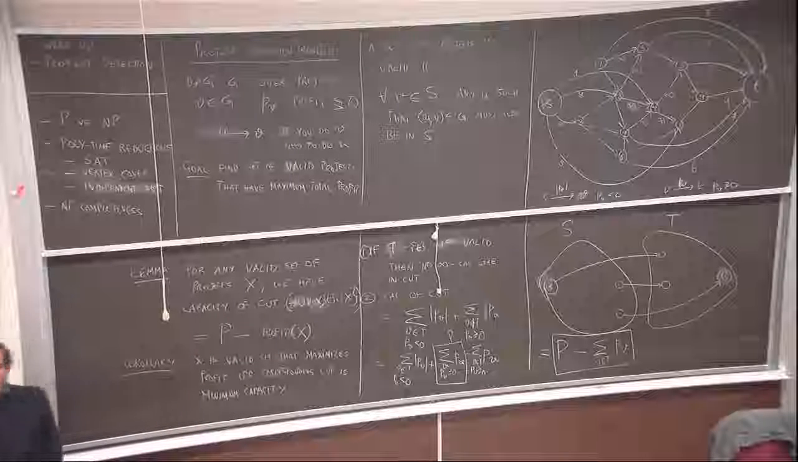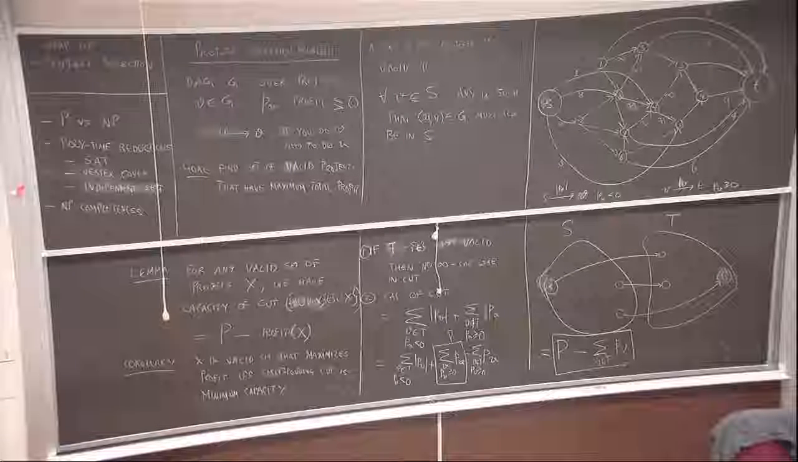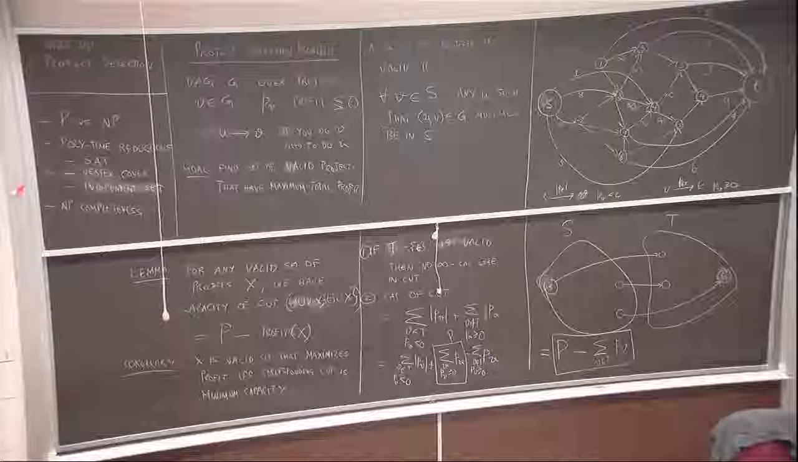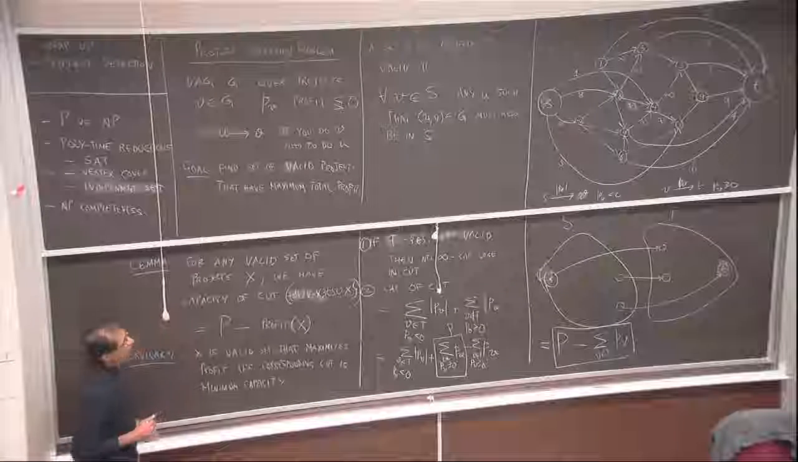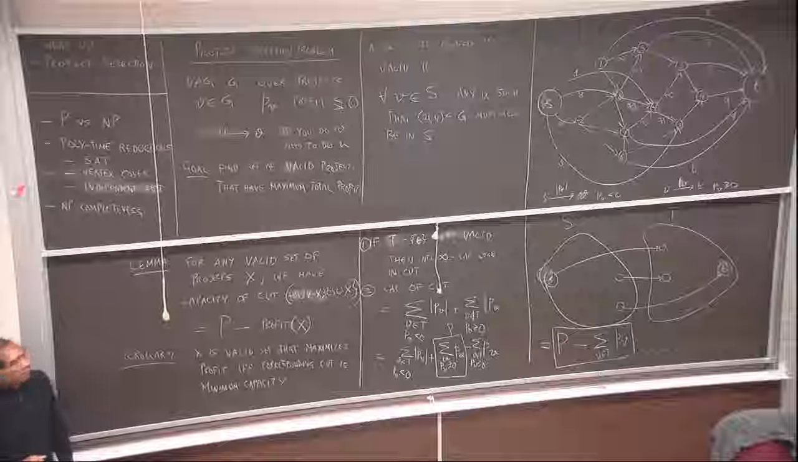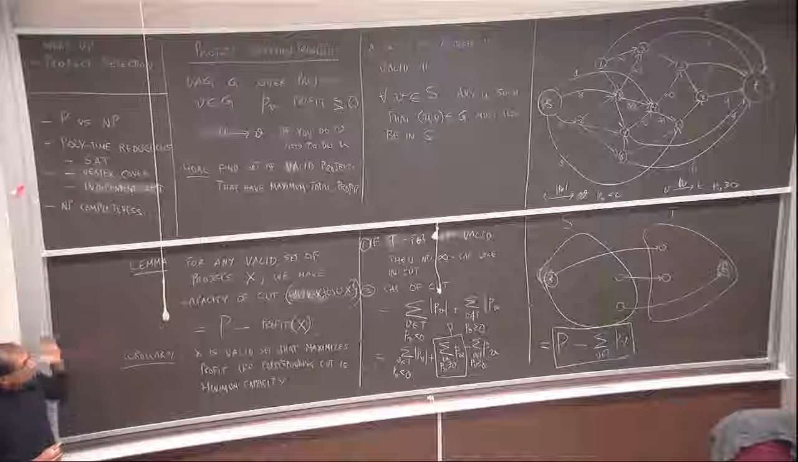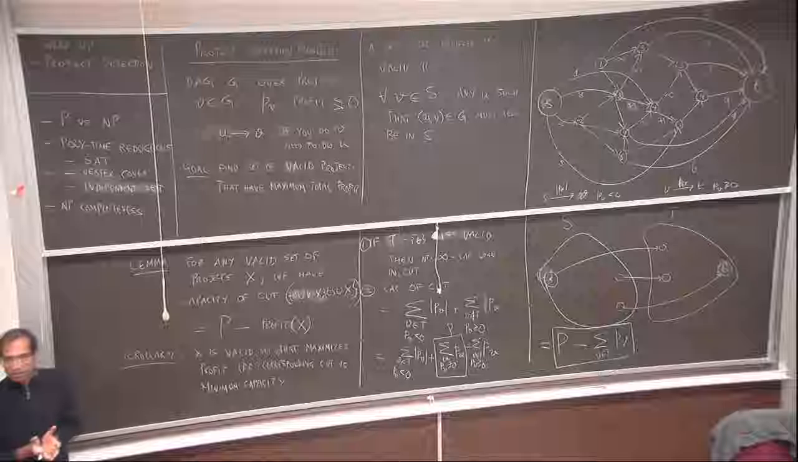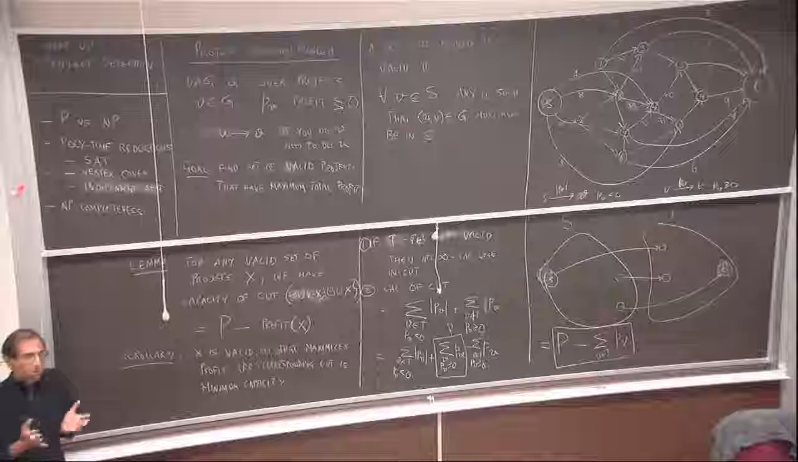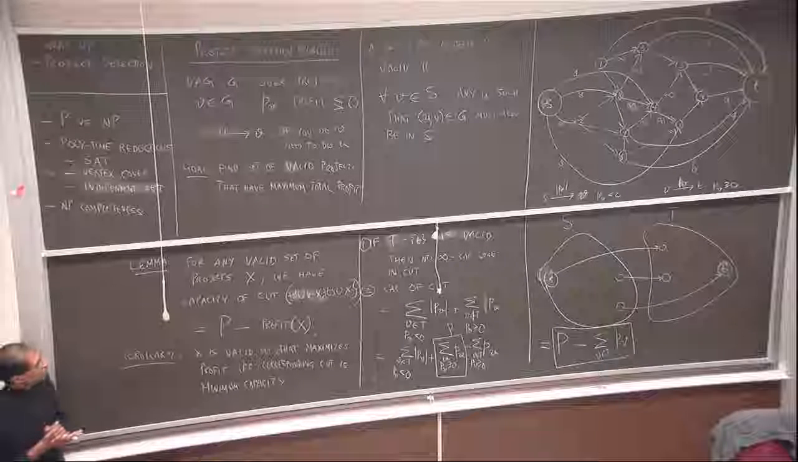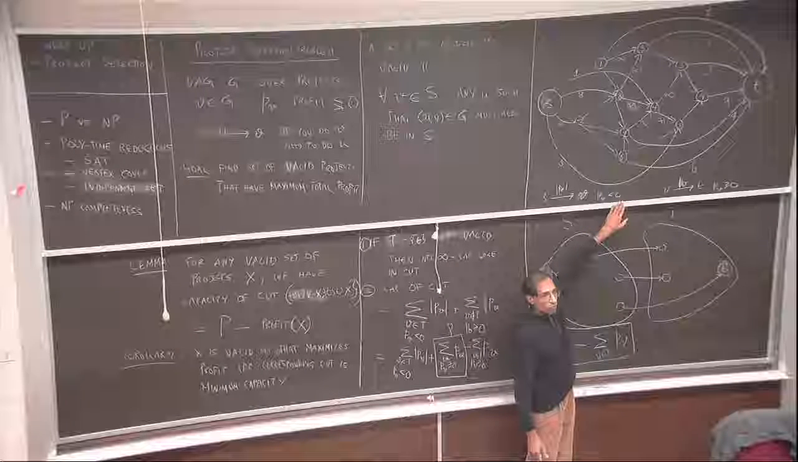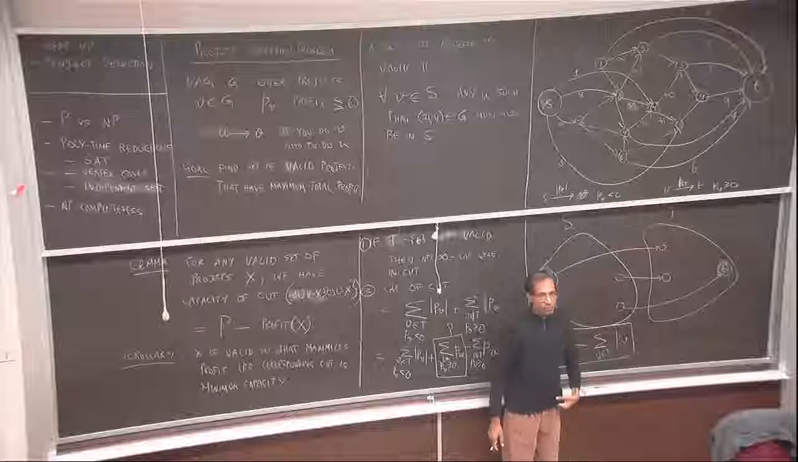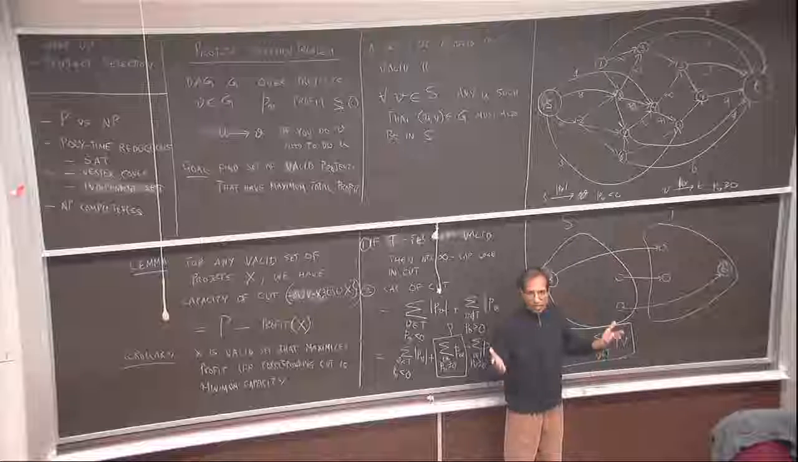Is minimum capacity. So to find the largest profit set of projects, what we do is we build this network flow problem and we run our max flow min cut algorithm.